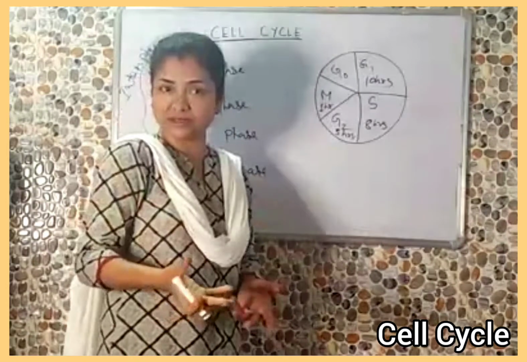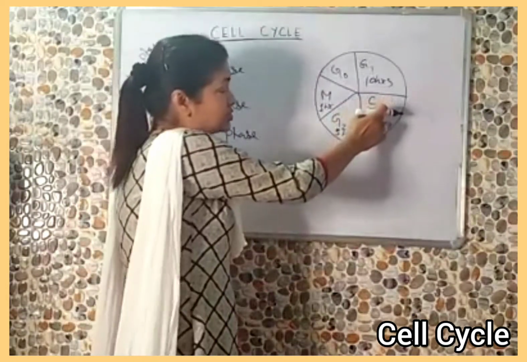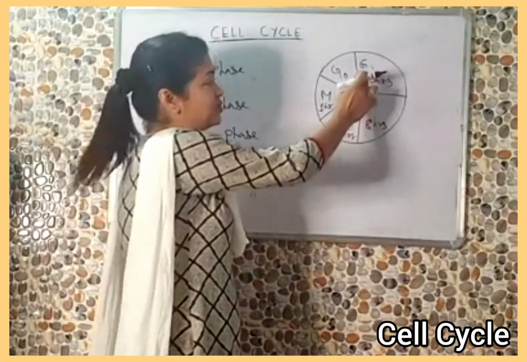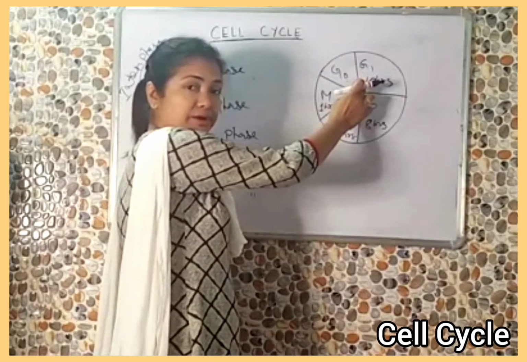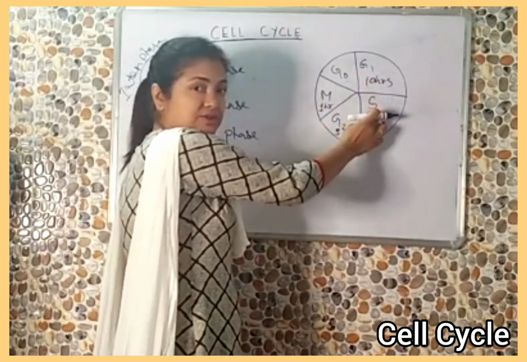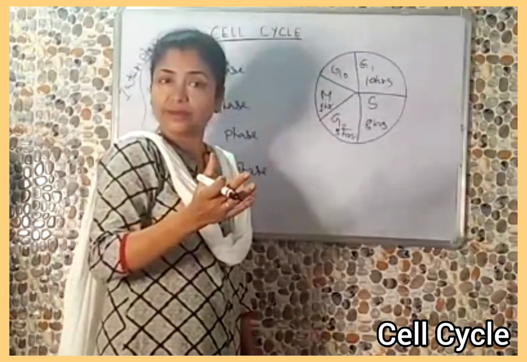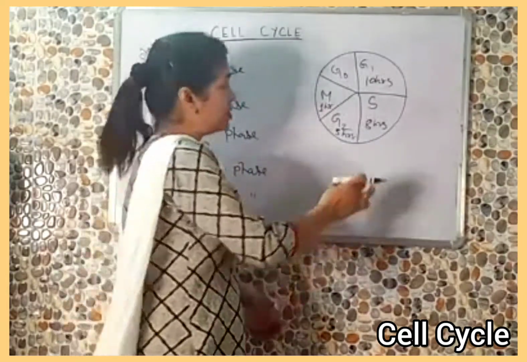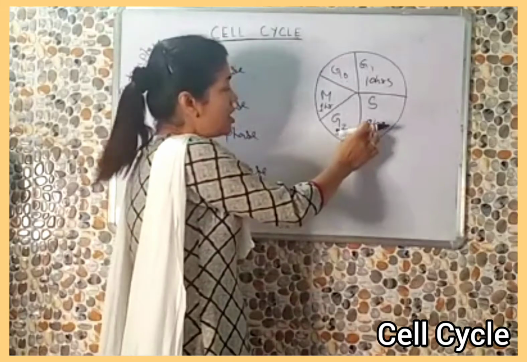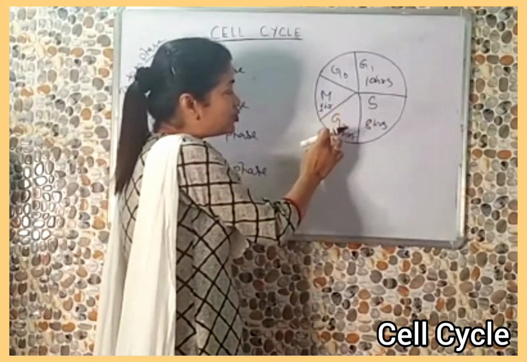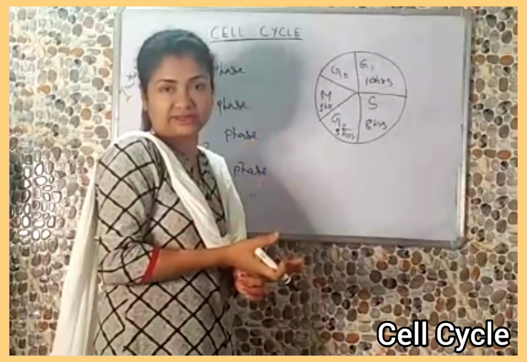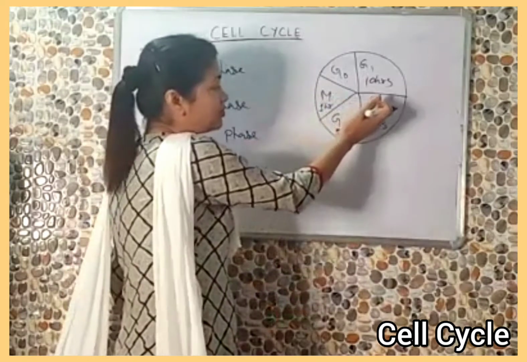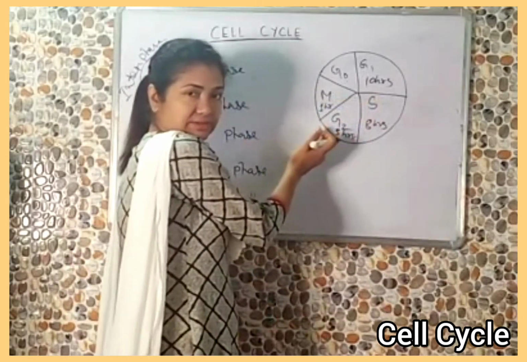G1 phase is also known as pre-DNA synthetic phase, because in this phase all the essential substances for the synthesis of DNA have been synthesized here. S phase is also known as synthetic phase because all the DNA material becomes doubled in this phase, and G2 phase is also known as post-DNA phase because it occurs after synthetic phase.